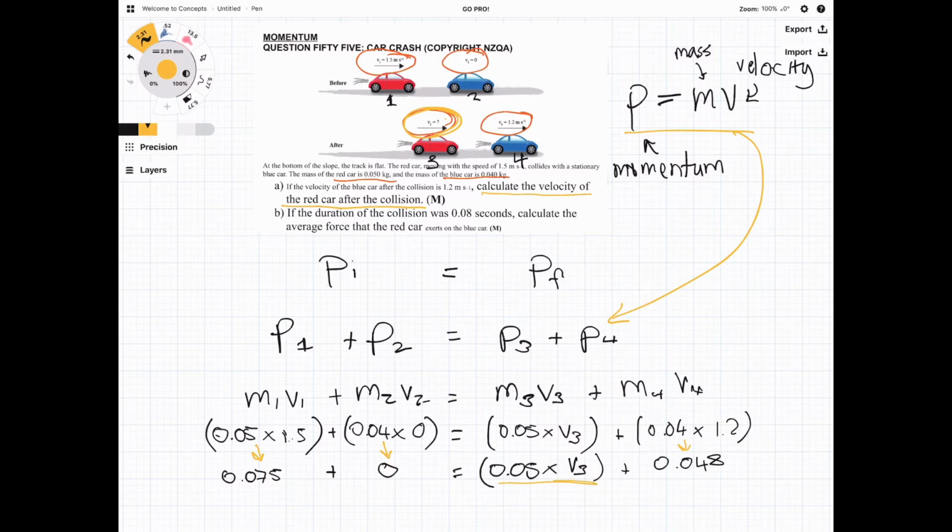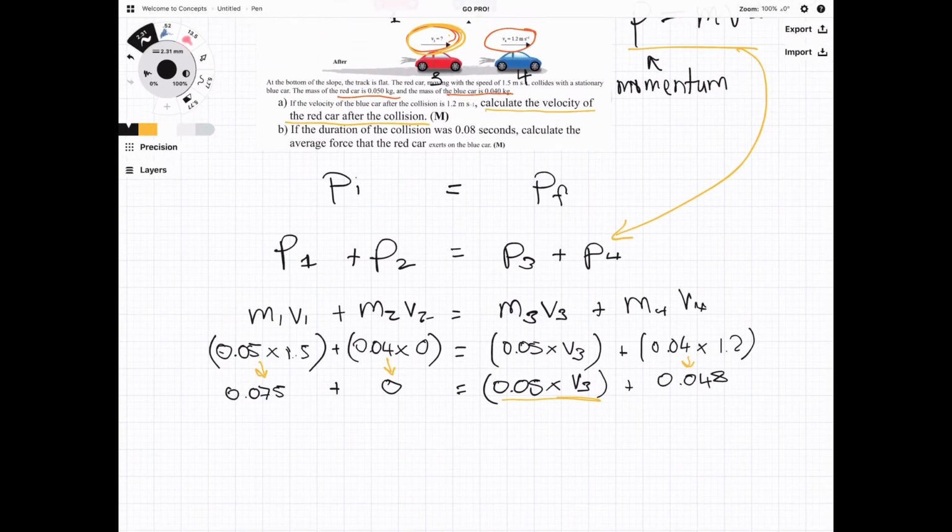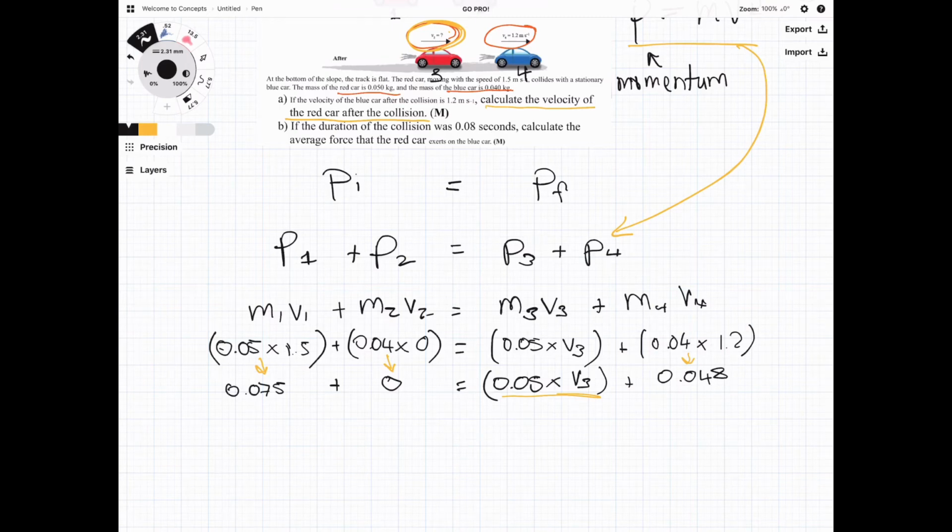So what we want to do now is make V3 the subject of our equation. The way we're going to do that is through some nice rearranging. I'm going to continue to scroll down, follow the maths. What we're going to do is subtract 0.048 from both sides. And what we're going to get is that these are going to cancel out on the right hand side. So we're going to get 0.075 minus 0.048. We're going to end up on our left hand side with 0.027 equals 0.05 times V3. Cool, we're almost there.